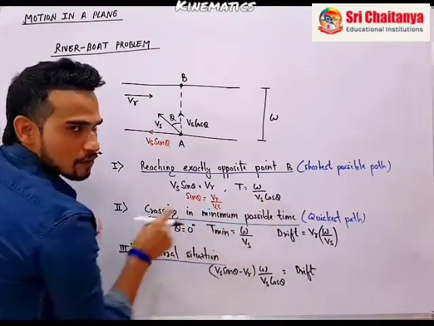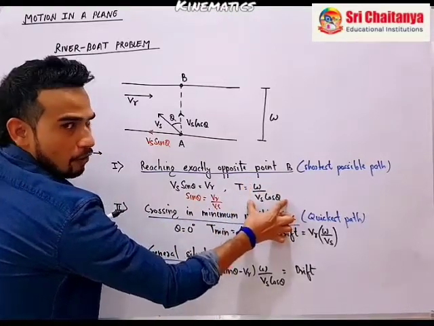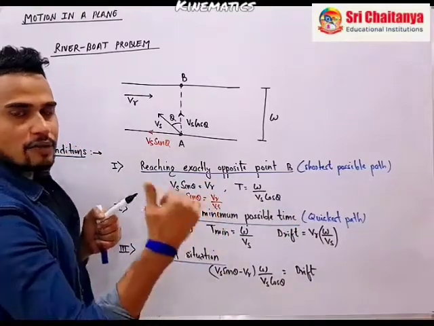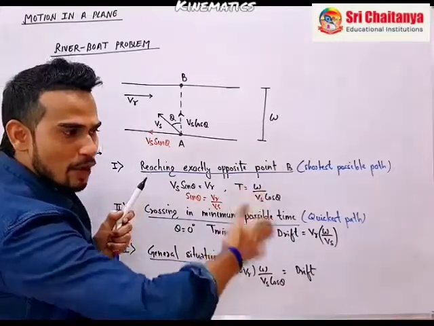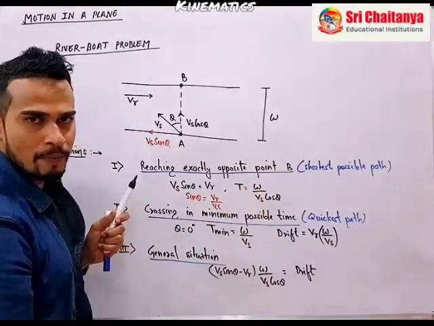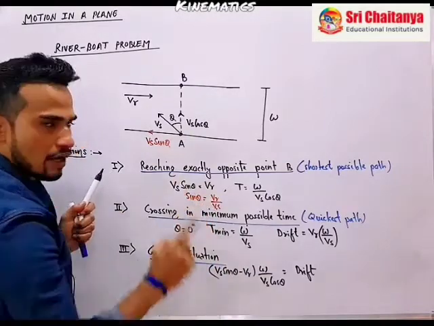W upon Vs cos theta. You can see the distance he will cross upon the speed with which he will cross, because his Vs sin theta is already gone in balancing the river. He wants to go to the exactly opposite point, which means he has to balance the river flow. So from there we got Vs sin theta equal to Vr, so sin theta will be Vr by Vs.